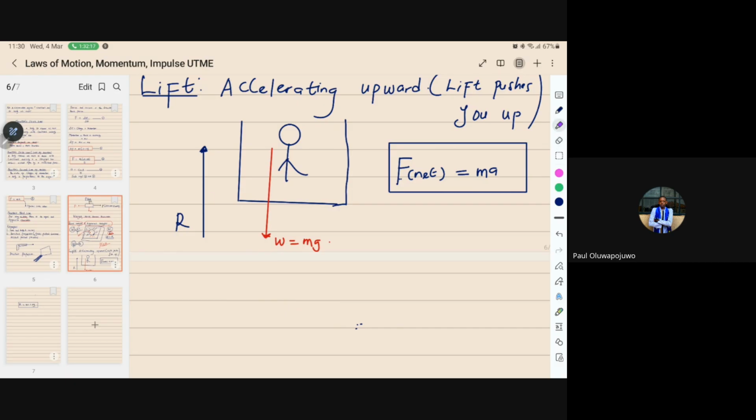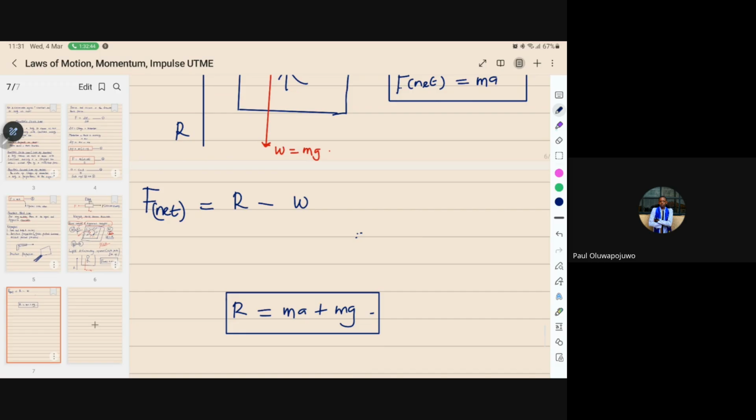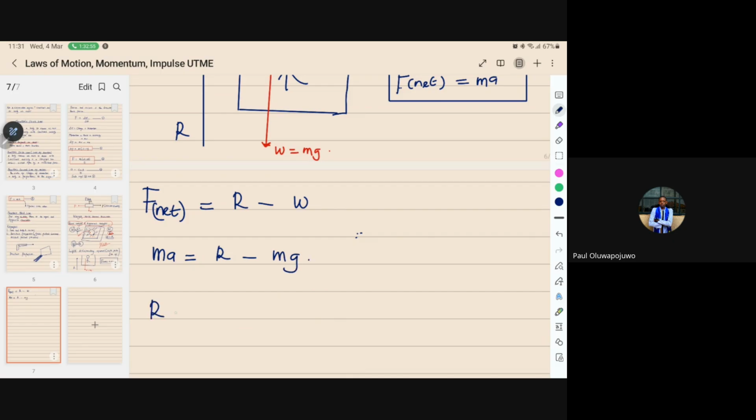Now, what are we trying to say? That if that lift is going upwards, this is my weight. For the fact that it's taking me up, it means that this R, the force exerted by the lift on me, is greater because I'm moving in that direction. And my resultant force F net is going to be what? They are acting in opposite directions. So I'm going to have R minus W, and it's going to move in the direction of R. Then we have to plug in our values. F net is ma, equal to R minus W, which is mg. So that my R now will be equal to what?